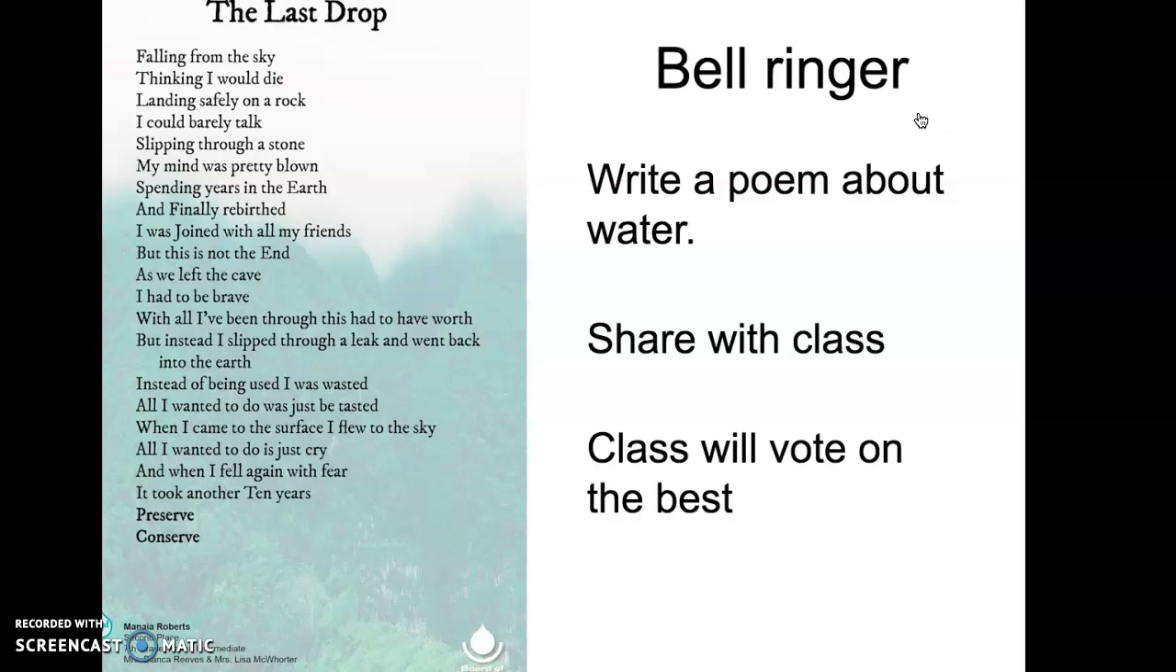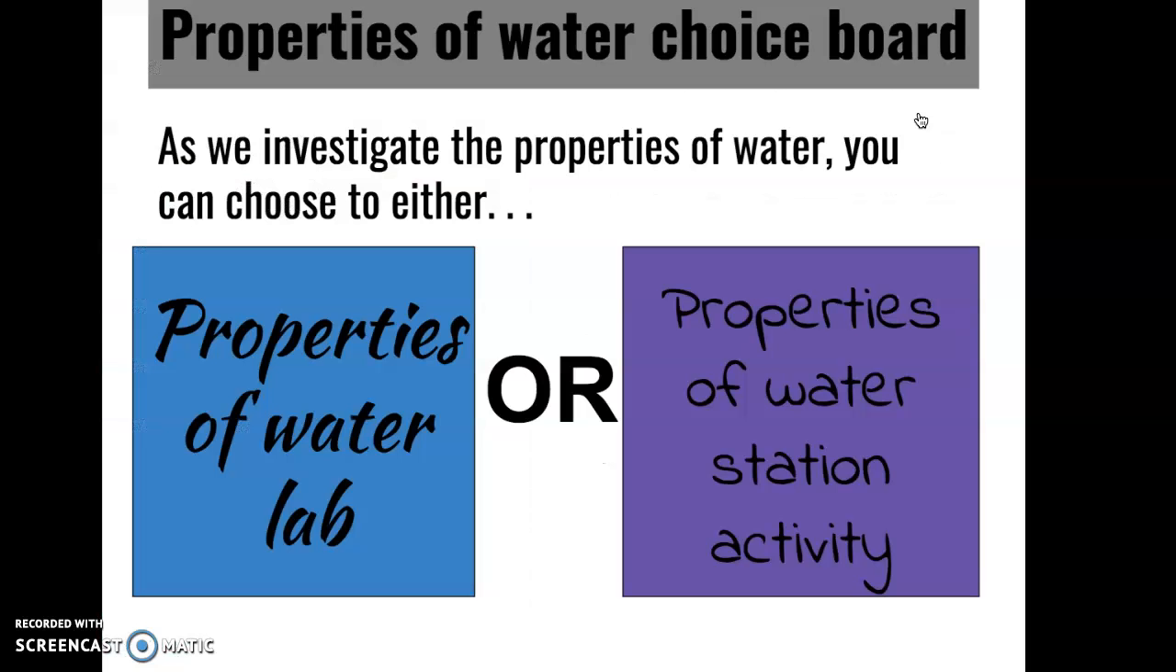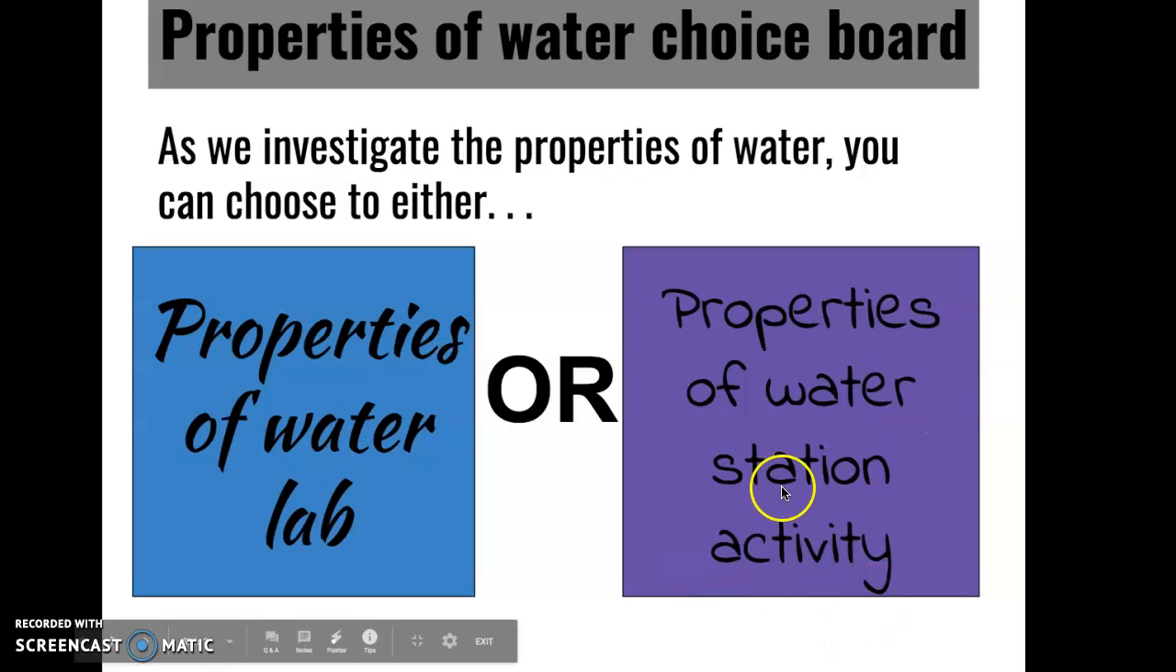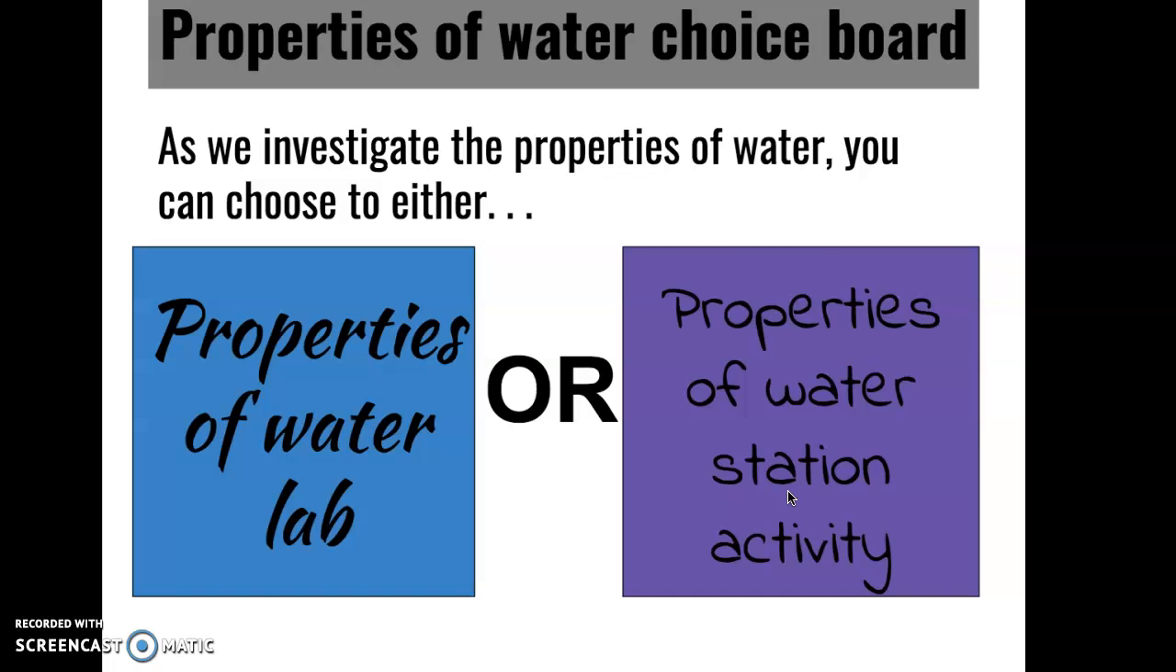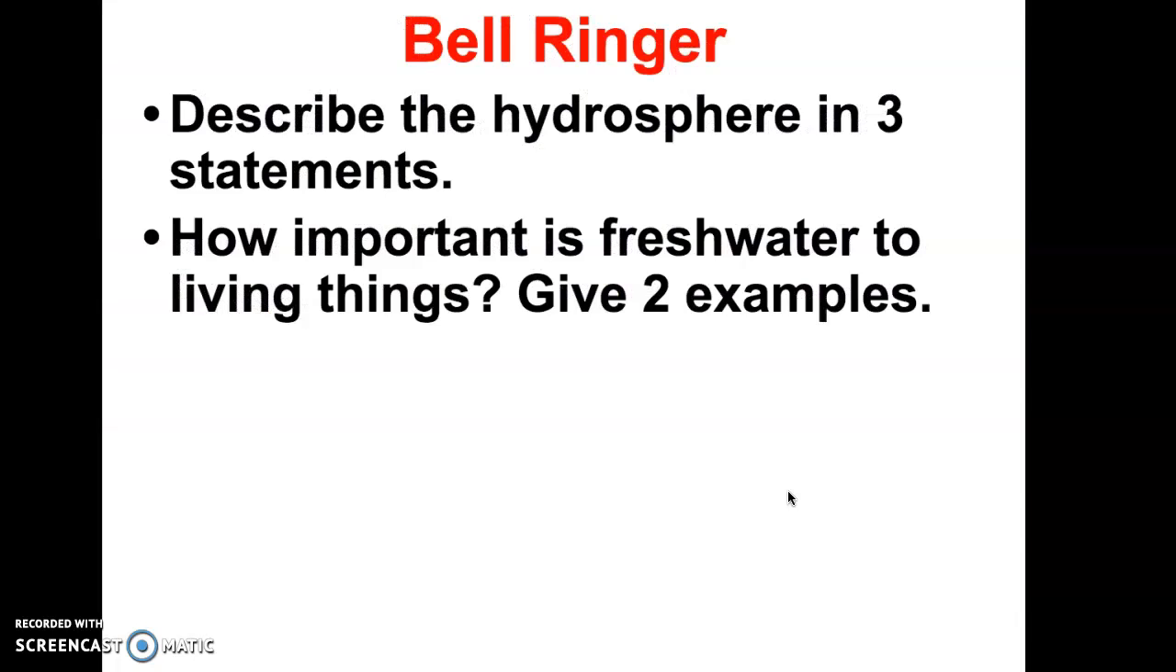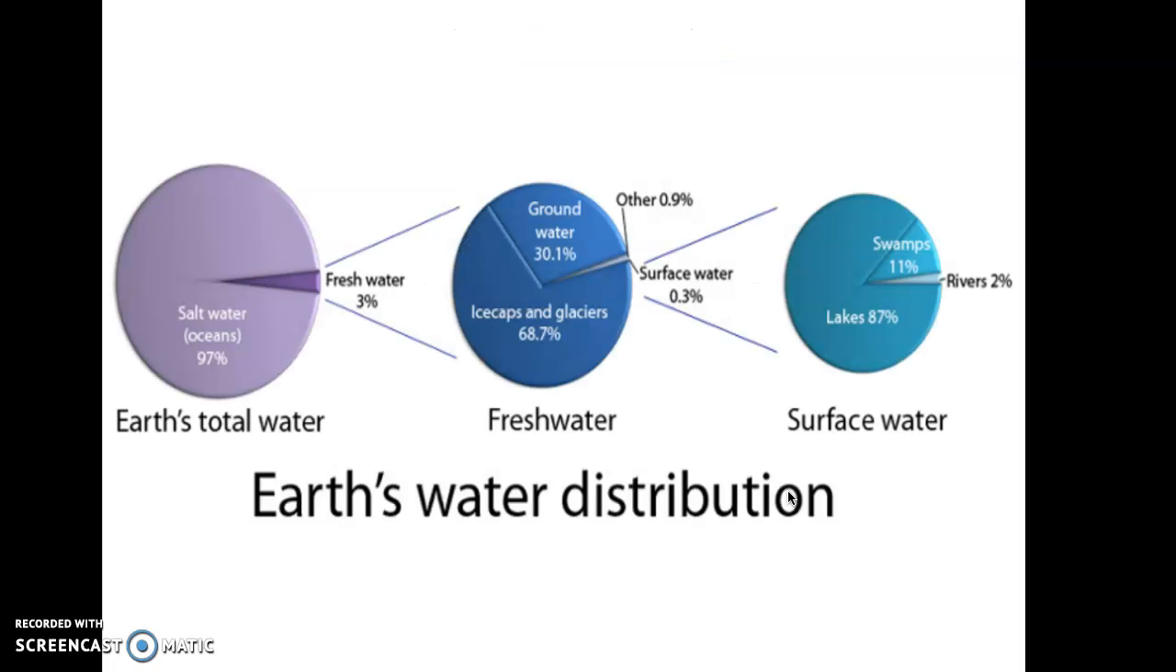But we're going to skip the bell ringer part today. This is what we did the other day. You'd either do the properties of water lab or the activity stations, which helped you discover on a molecular level what water was. All right, here's where we start though. And again, we're going to skip this right here.